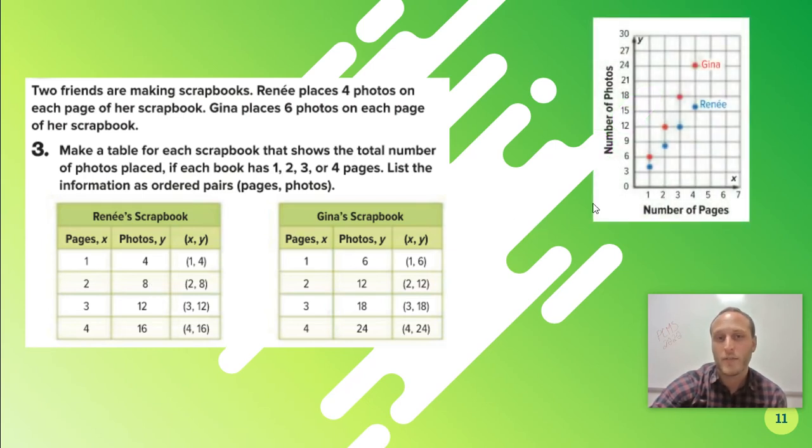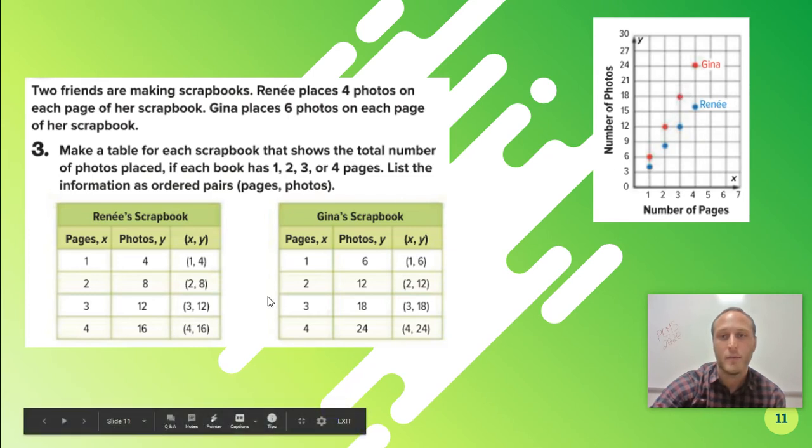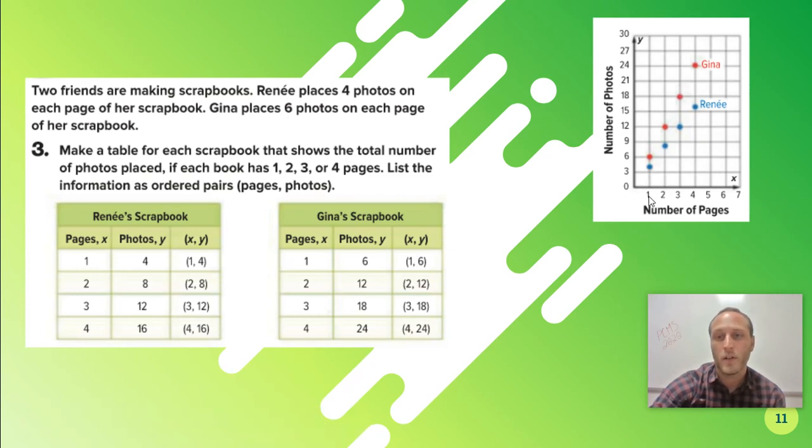So here would be the graph of both of those. So if you look at Gina's scrapbook, which is the red, which is going to be using this table, we see that it goes over 1 and then up 6, over 2, up 12. And if you notice here on the y-axis, they actually skip count by 3s. So they're not always going to be skip counting by 1s, but sometimes they do. And then if I look over at Renee's scrapbook, which is the blue, I see that I'm going over 1 and then going up 4. I'm going over 2 and then I'm going up 8.